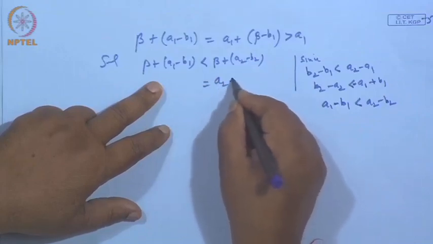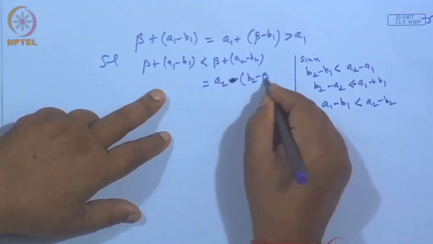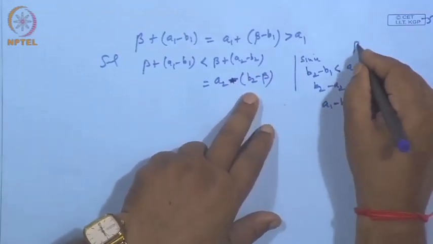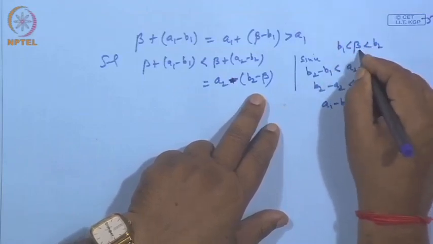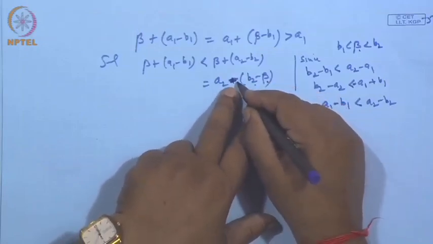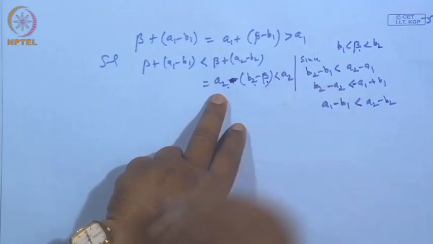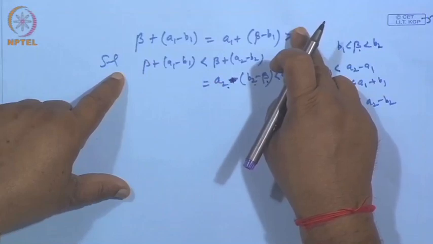A2 minus times B2 minus beta, but beta lies between what? Beta lies between B1 and B2. So B2 is greater than beta. So B2 minus beta is positive. You are subtracting a positive quantity from A2. So will it not be less than A2? So this number lies between A2 and A1.